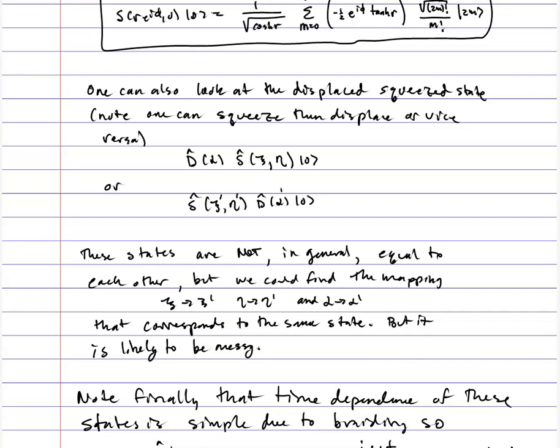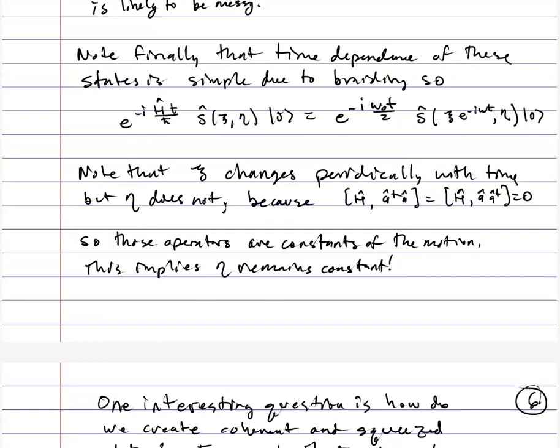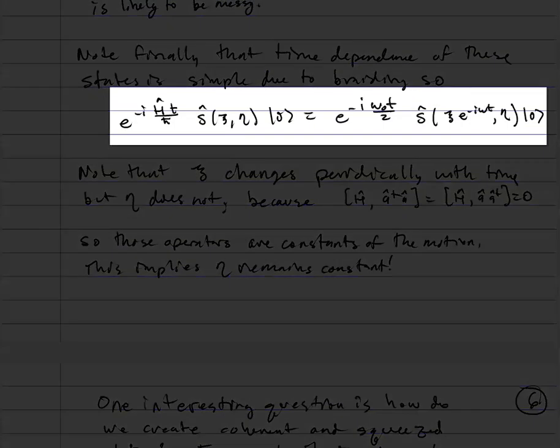Okay. Now, the time dependence of these states is easy to work out because of braiding. So we just operate e to the minus i H t over h bar on this state, but I can bring it through using the braiding operation or the exponential reordering operation.